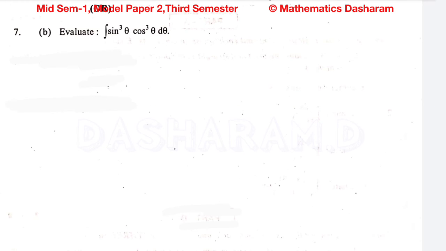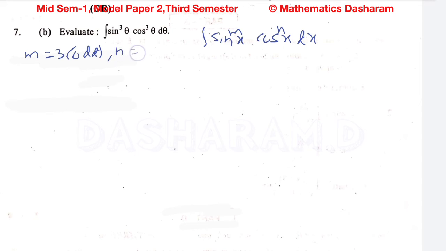So it is in the form of integration sine to the power of mx into cos to the power of nx dx. So here what is the m value? 3 is the m value. It is an odd number. The n value is also 3, an odd number. Here both m and n are odd numbers, the same odd number. So then either select sine theta equals t or cos theta equals t.